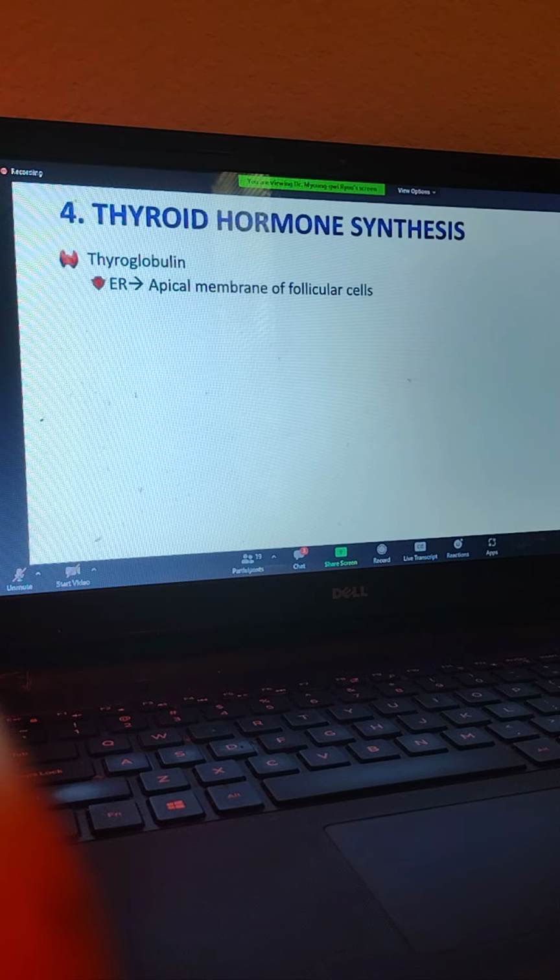endoplasmic reticulum. And then it's going to be packaged in the Golgi apparatus, and then it's going to move toward the apical membrane. So you have to use your imagination. We have the cells, base membrane, apical membrane. At the basal membrane, we have connections close to the capillaries, right?